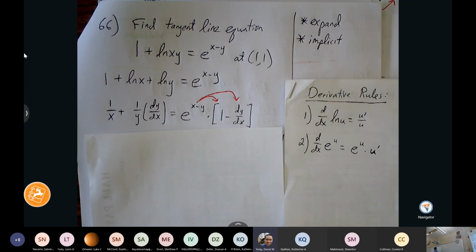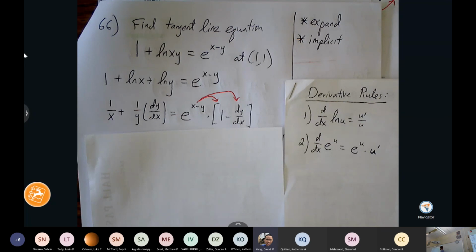Natural log of y, we can also apply this rule, right? So 1 over y, but because we just took y's derivative, we need to make sure we include the dy/dx. And then e to the x minus y, we're just going to use this rule to help us chart our progress.